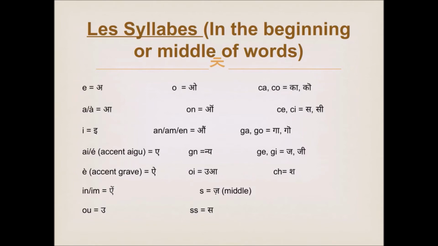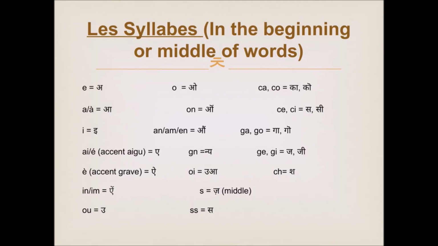Sometimes the pronunciation of these syllables will change, but it's very rare. Mostly the pronunciation will be as it is given in the list. So let's start. The letter E is pronounced as A. Simply A. The letter A is pronounced as A. You have to open your mouth. I is pronounced as E.